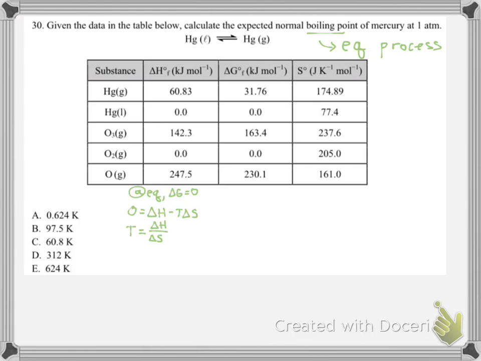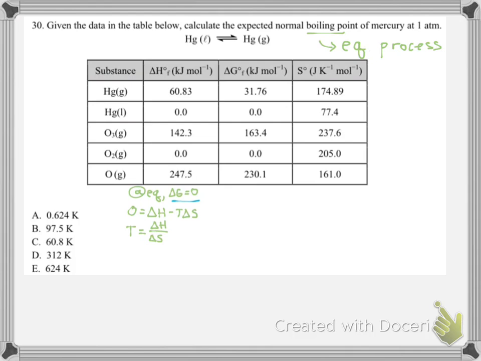Question 30 wants us to find the normal boiling point of mercury. And so they give us the equation, which is just taking mercury from liquid to gas. And so we know that this phase change is going to be an equilibrium process. We know that at equilibrium, delta G is equal to 0. So if we can figure out what delta H and delta S are for the reaction, we can calculate the temperature.